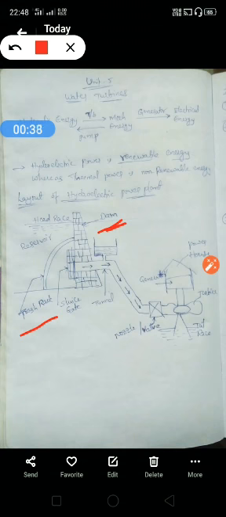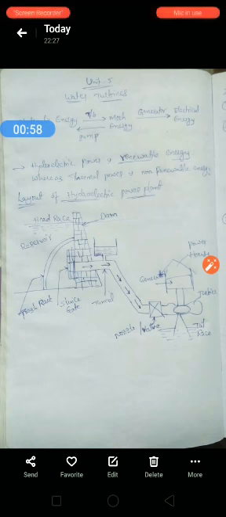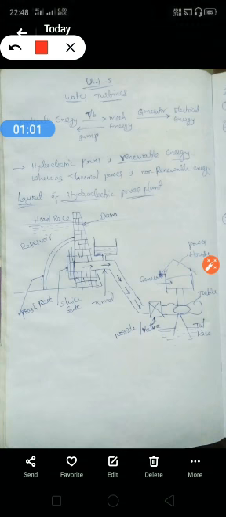So another one is trash rake. So trash rake acts as a filter to trap the debris. Debris means large size dust, papers and unwanted materials, called debris. So to trap this debris we use trash rake before the inlet of the tunnel.